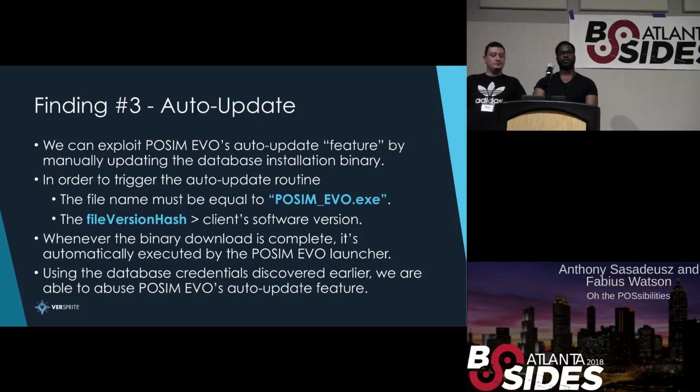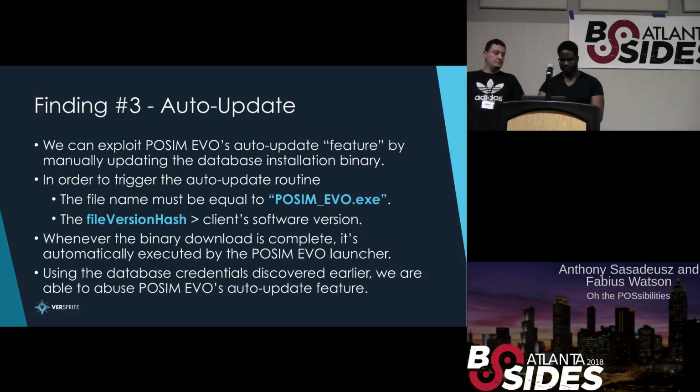In order to trigger this routine, we have to meet two requirements. The first is that in the database, our binary has to be named POSIM_evo.exe. And secondly, the file version hash, which is where the application gets the database's version number, has to be higher than the version number that the client has. Whenever the binary is downloaded by the user after they decide to update, POSIM just triggers that executable and launches it. So as I mentioned, we're going to use the credentials that we got previously, that are hard-coded into the application, to log into the database, create a binary to be used for installation, and trigger the auto-update feature.